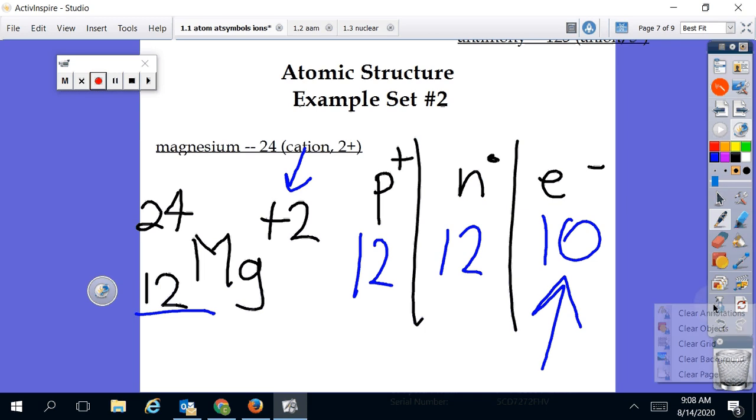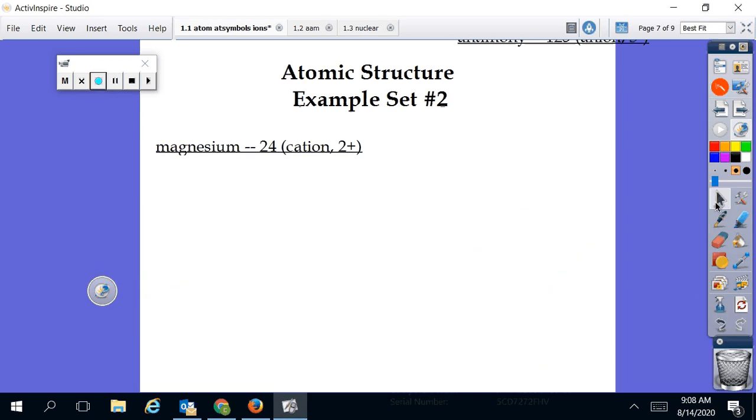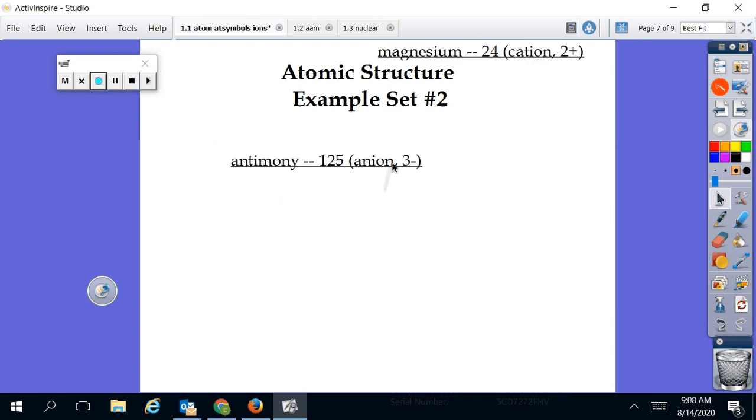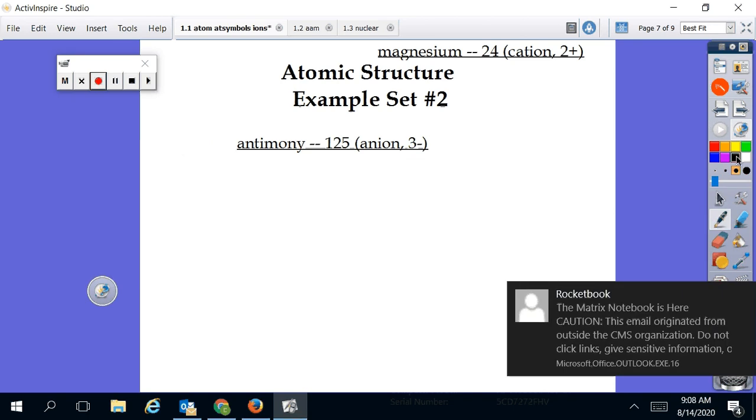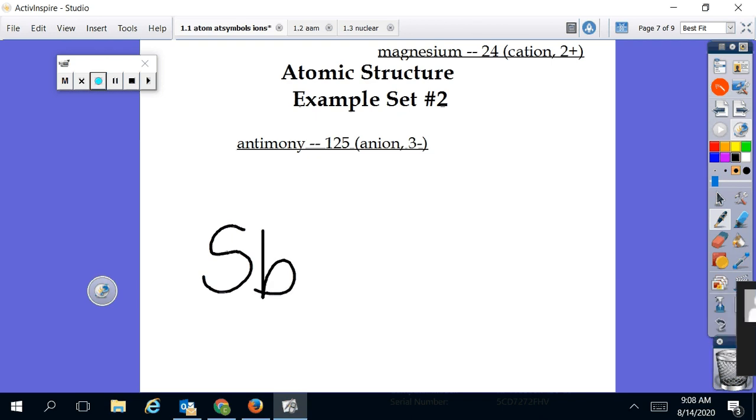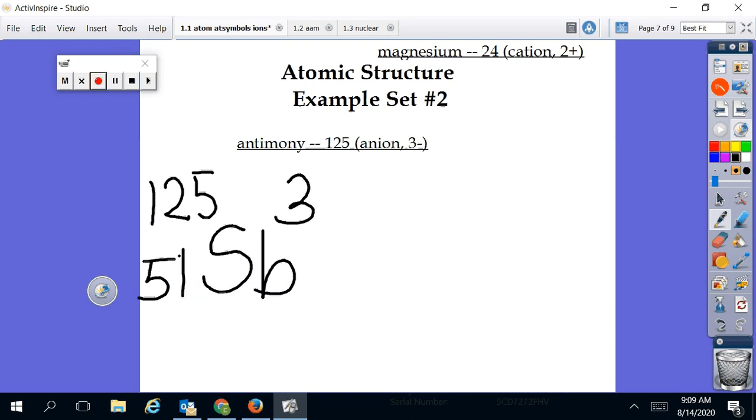Okay, let's do one more example with an anion. Let's get rid of this, and we're going to do this one: antimony 125. Now, this might be a hard one to find on your periodic table, but its symbol is Sb, number 51, and the symbol comes from a Latin name. So the mass number is 125, and the atomic number is 51. This is what I get from my periodic table, guys. And then I just write the 3 negative here, or -3. Either one is fine.